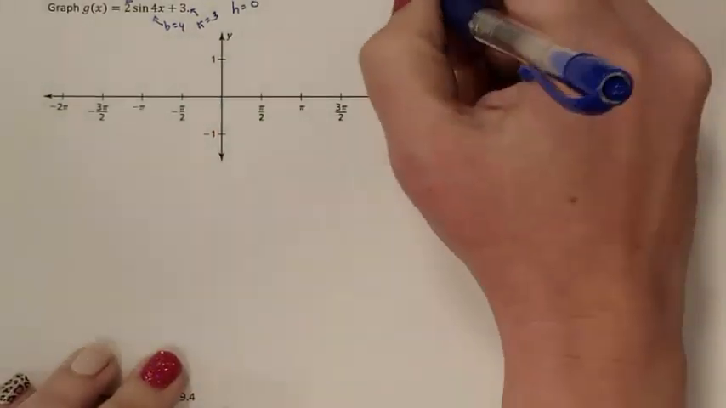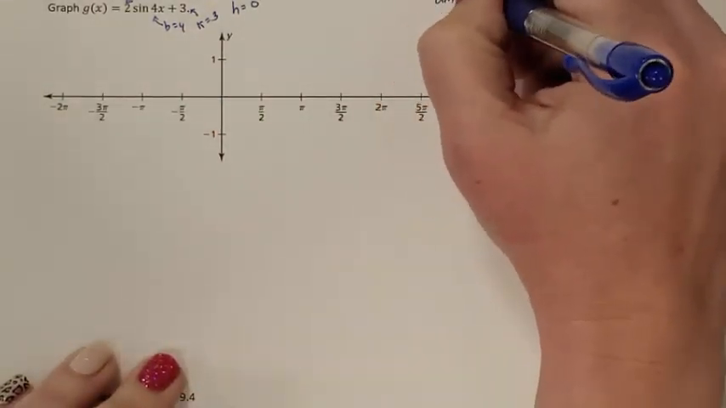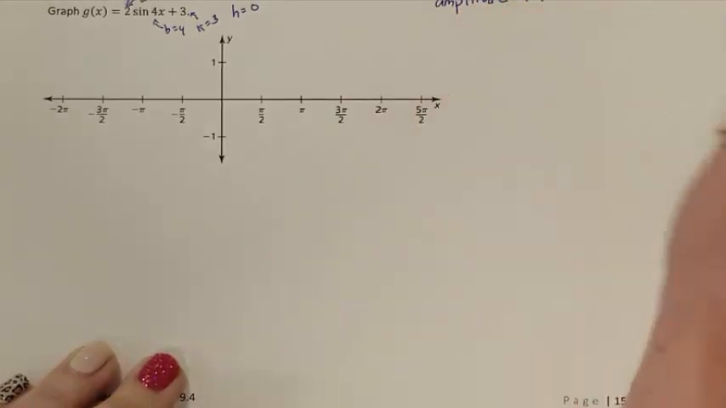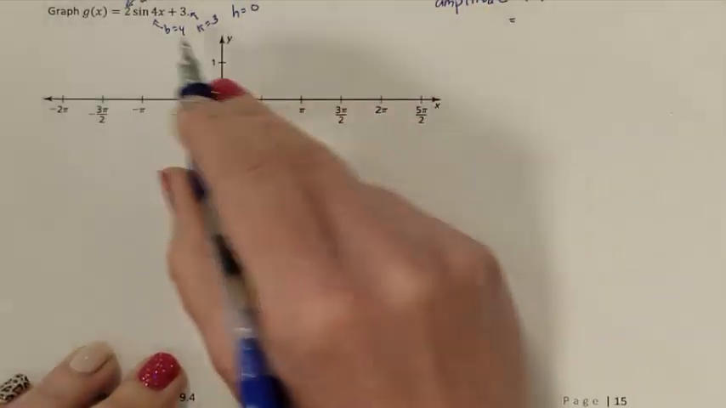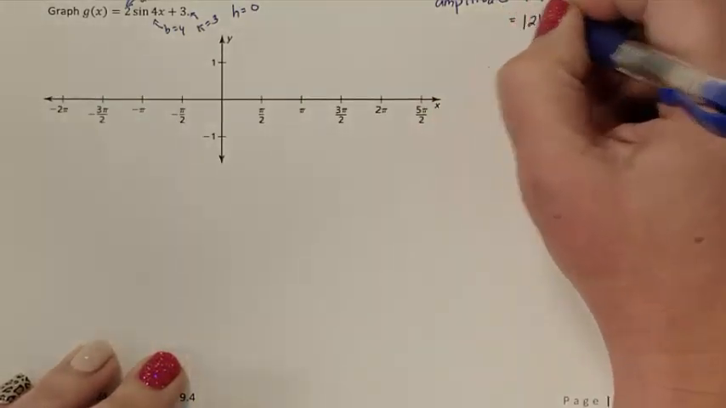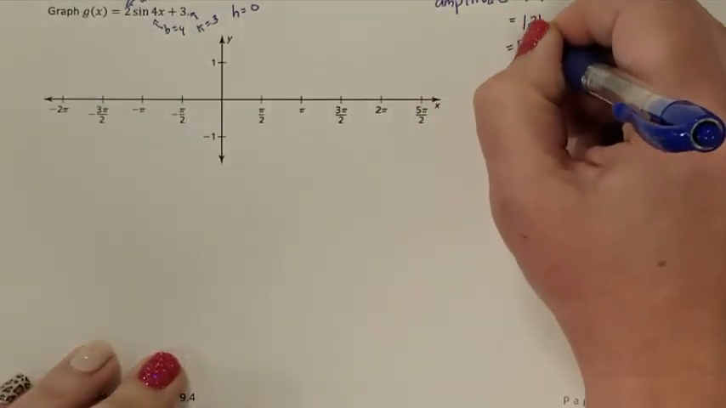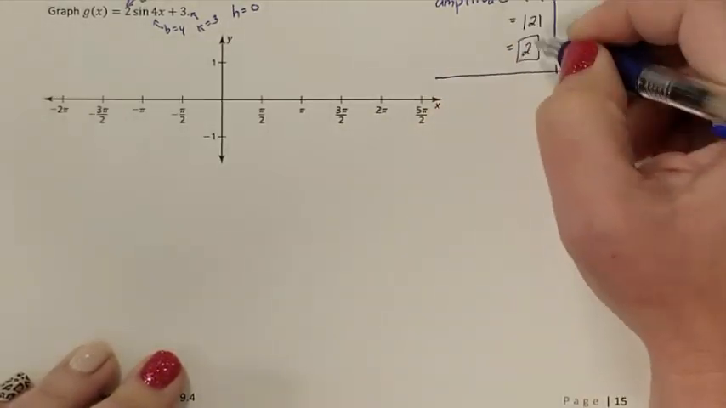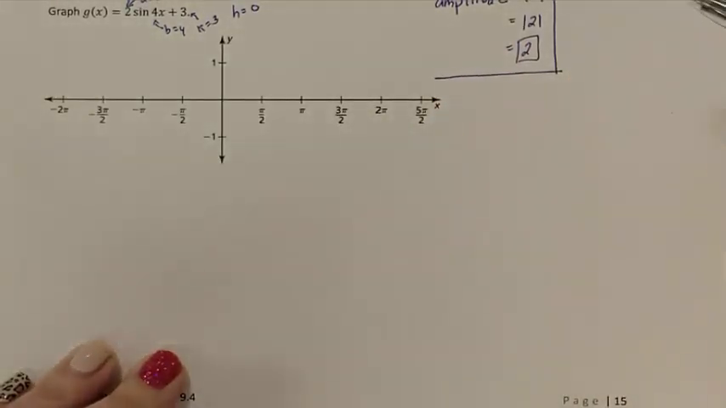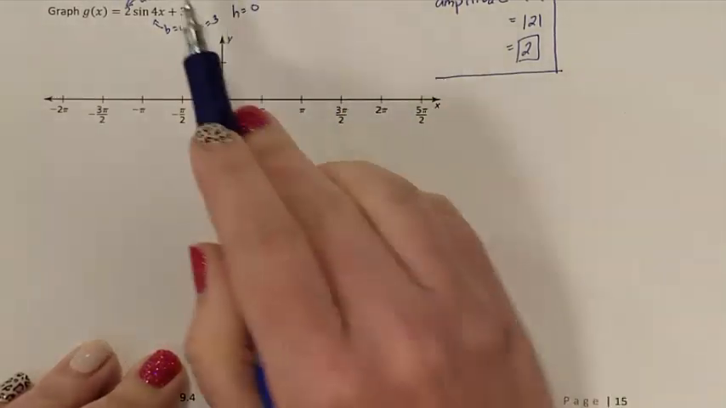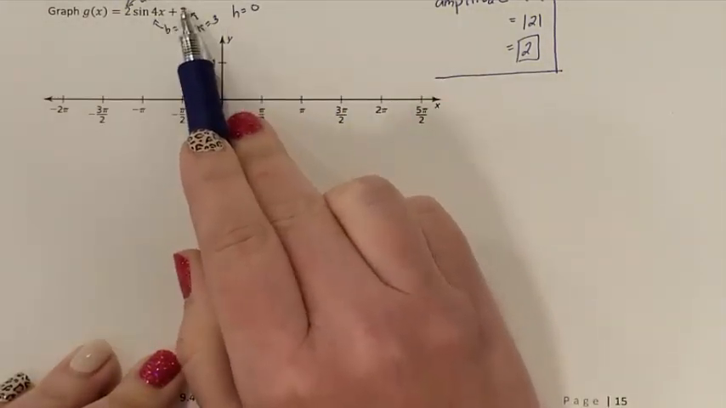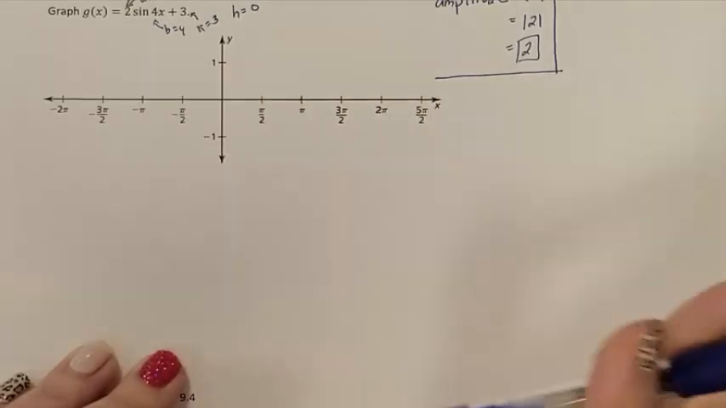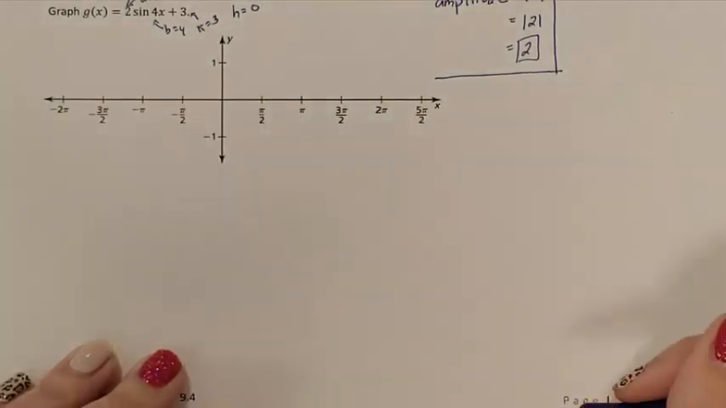The first thing I need to do is find my amplitude. Remember, amplitude is the absolute value of a. A is 2, so I'm looking at the absolute value of 2, which is 2. So my amplitude is 2, which means I will be going 2 high from the midline. I am not going to draw anything yet because I see that I have a k. My midline is no longer my x-axis like I'm used to seeing it, so I need to figure out what's happening.